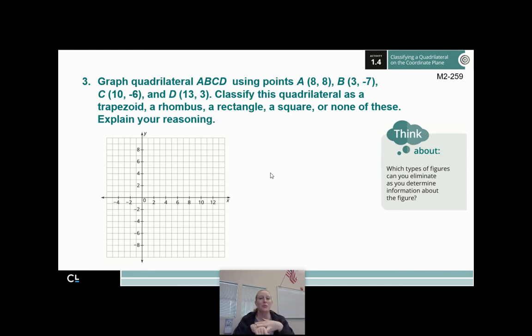Maybe you want to play with distance formula. I don't know. You've got to decide. Go ahead and classify this quadrilateral. Show me some work. You've got to explain your reasoning. Classify this quadrilateral as a trapezoid, a rhombus, a rectangle, a square, or none of them. Go ahead and hit pause, do your thing to graph this and figure out what it is, and then hit play when you're ready to check your work.